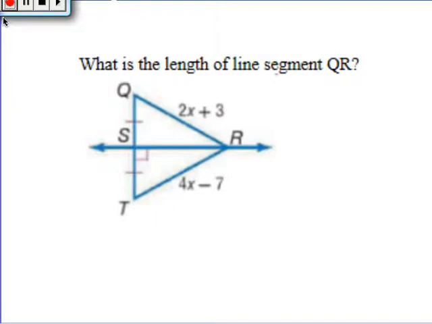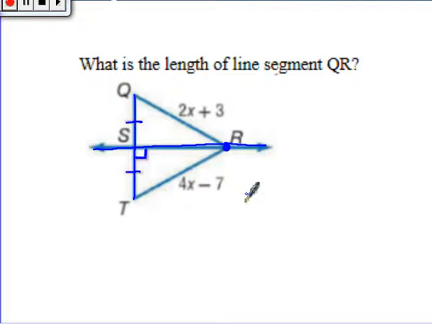Okay, here we go. What is the length of line segment QR? Reminder, this is a perpendicular bisector, and there's why it's perpendicular: it's got the box there. It cuts it in half. Line SR is a perpendicular bisector of QT. Any point on that perpendicular bisector will be the same distance from the endpoints.